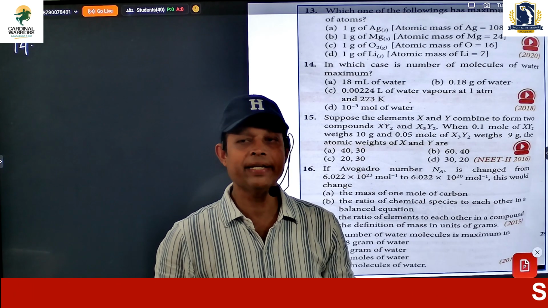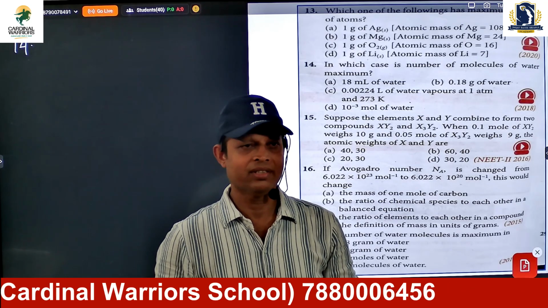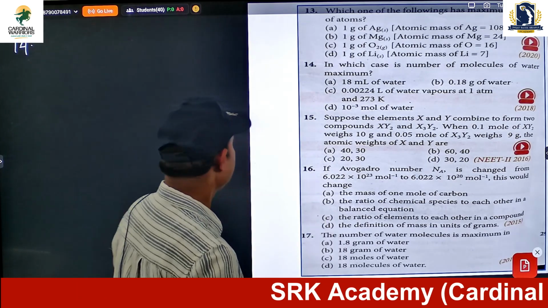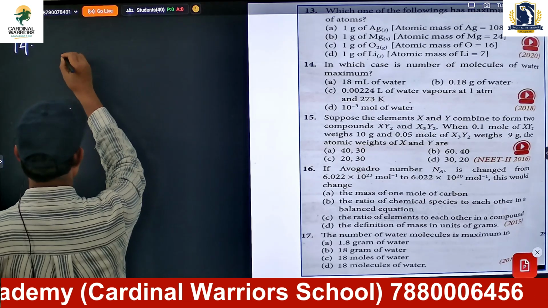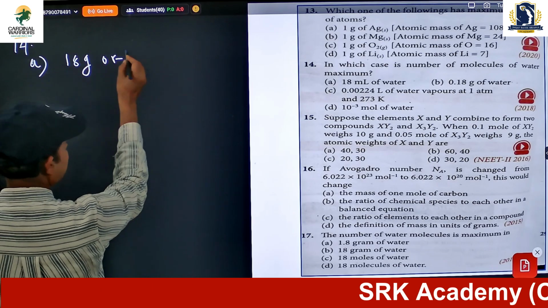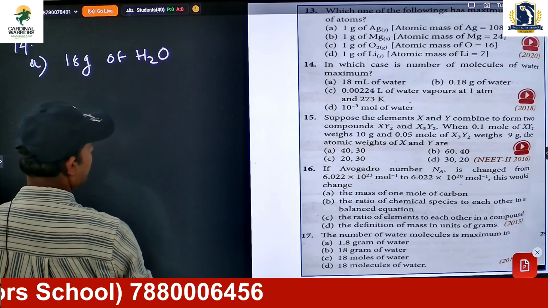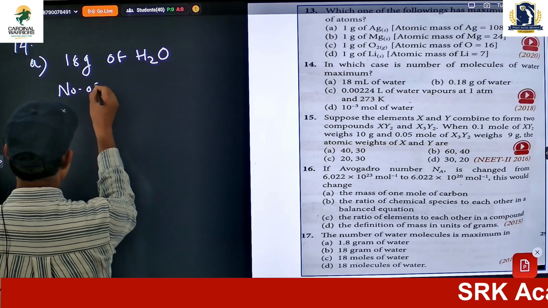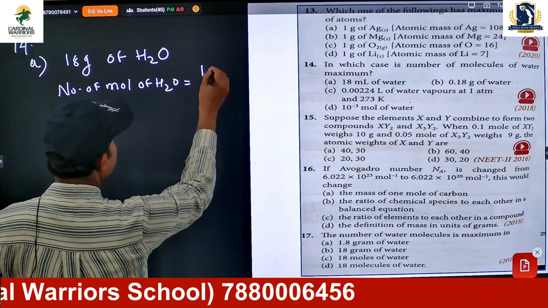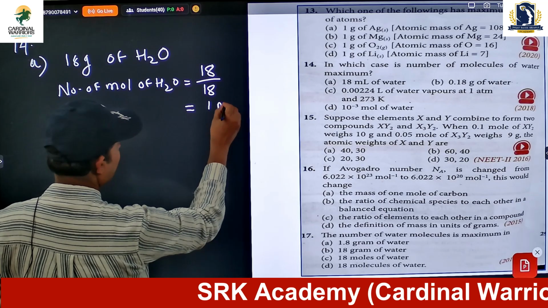is maximum. So 18 ml of water is equal to how many gram? 18 gram, because the density of water is 1 gram per milliliter. So 18 ml of water in terms of mass is 18 gram of water. So the number of moles of H2O is equal to given mass 18 upon molecular mass 18, that is 1 mole, right?